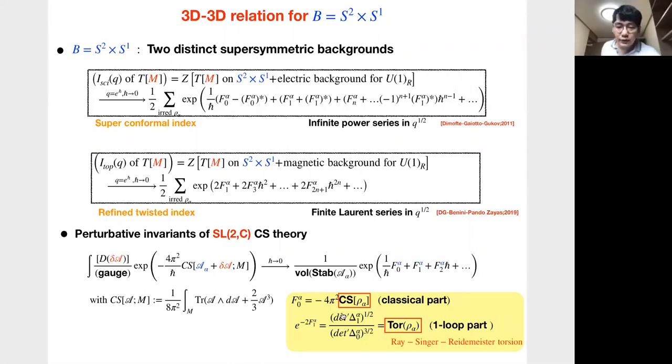Yeah, so this classical action is given by the Chern-Simons functional for this flat connection. And if we are considering a hyperbolic manifold, there is a special flat connection which can be constructed from the hyperbolic structure. And if we evaluate this Chern-Simons functional on this hyperbolic flat connection, then we obtain the volume and the Chern-Simons term. Okay. Thanks. Yeah. So these are the perturbative invariants, and this is the one-loop invariant.